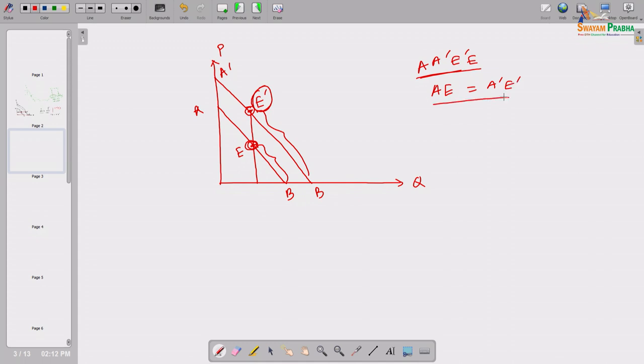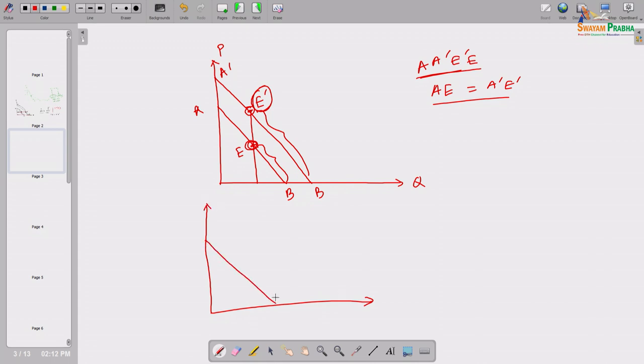So, if we go along a horizontal line, what will be the elasticity on the two points on the two parallel demand curves? If we go along a vertical line, what will be the two? In that way, we can play around with different demand curves and see what the elasticity of demand value will be on those.